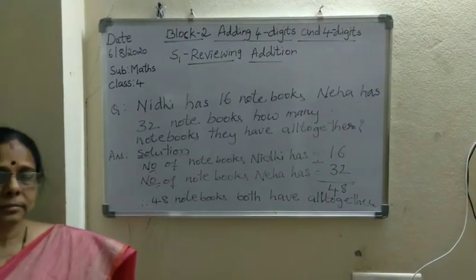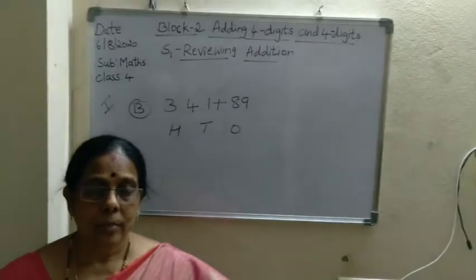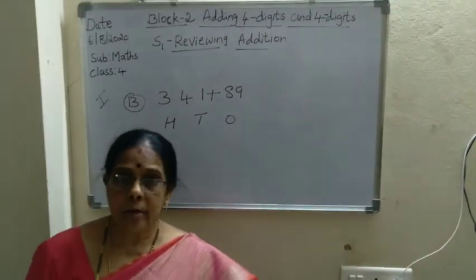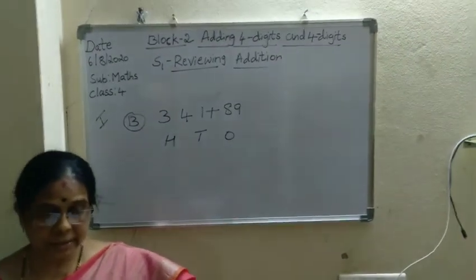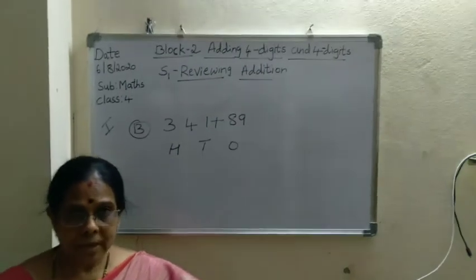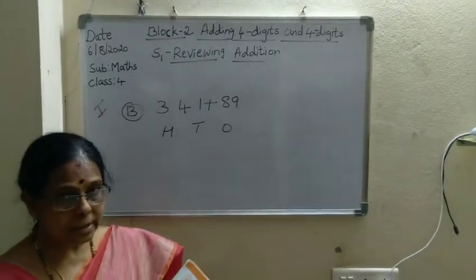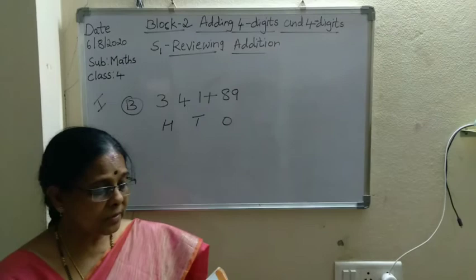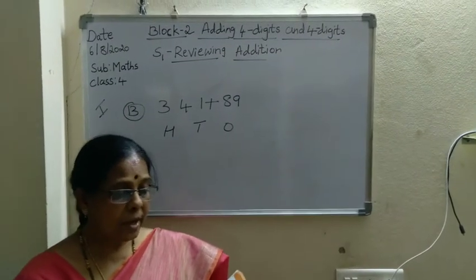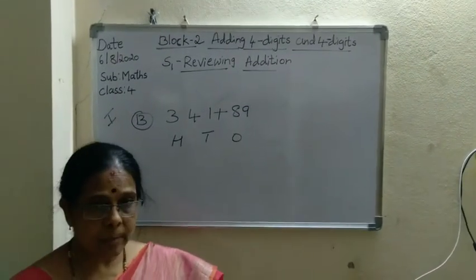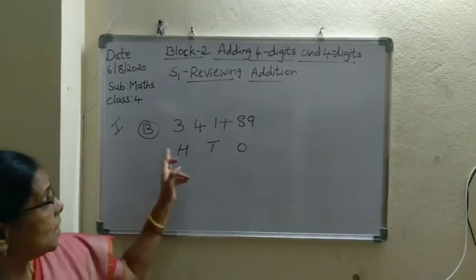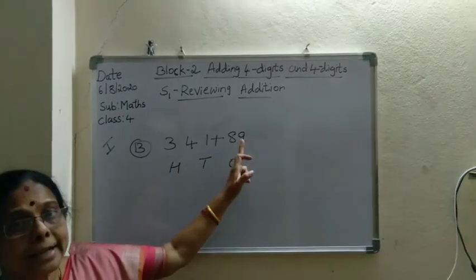Okay. Children, now you take out your workbook, page number 13. See first here, write the date, children. In this first bit, B1, I'll explain to you. First one is an example sum. B1 is 341 plus 89.